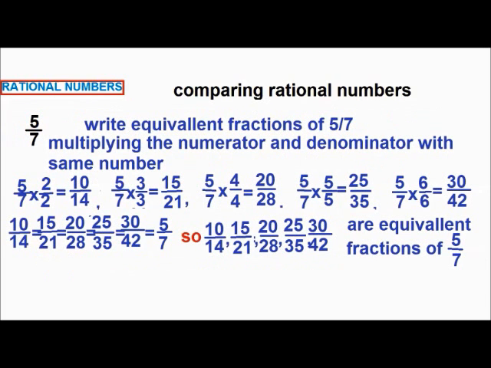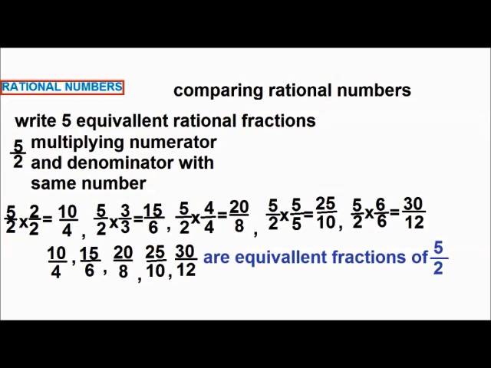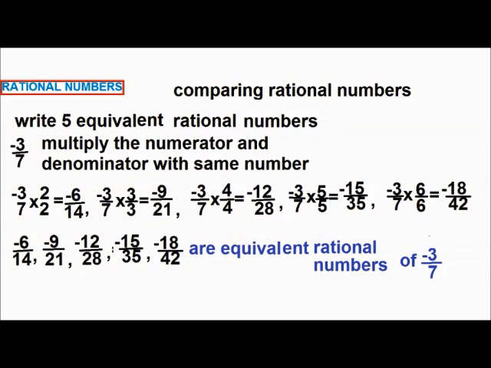Comparing rational numbers, write equivalent fractions of 5 by 7. So multiply the numerator and denominator by the same number. Let us multiply 5 by 7 by 2 by 2, that equals 10 by 14, and with 3 by 3 it is 15 by 21, with 4 by 4 it is 20 by 28, and with 5 by 5, 25 by 35. Like that we got 10 by 14, 15 by 21, 20 by 28, 25 by 35, 30 by 42 as equivalent fractions of 5 by 7. And now write equivalent fractions of 5 by 2 in the same procedure.